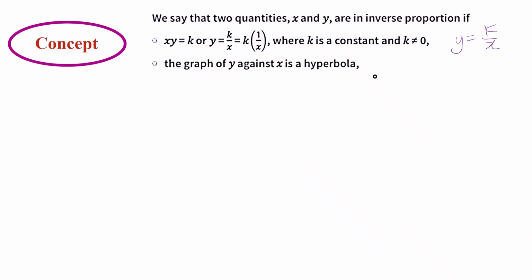So what we're saying is that when x gets smaller, y gets bigger. Another way of doing it is if you were to multiply by x on both sides, you'll get k equals xy, which is what we have here. And if you're going to draw the graph of y against x, you will see that you get a hyperbola curve.